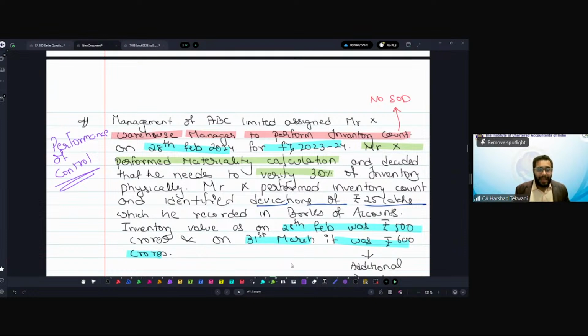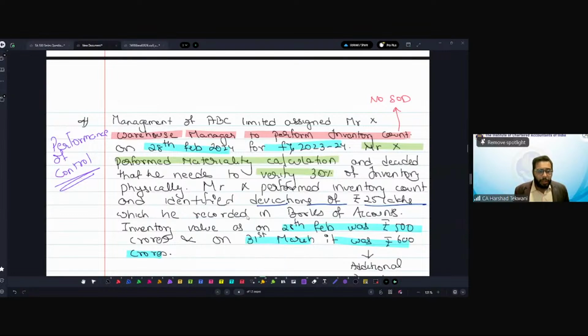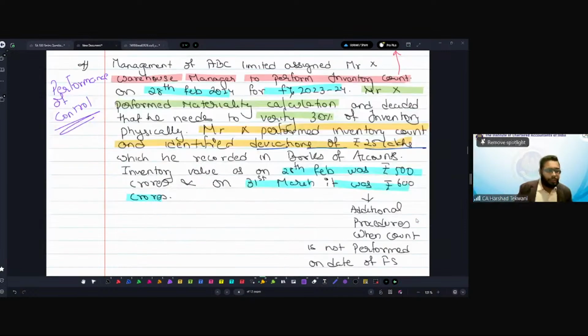Second, the next part: Mr. X performed the inventory count and identified deviations of 25 lakhs. First of all, there was an issue with the segregation of duty. Number two, there is no discussion on the count instructions.